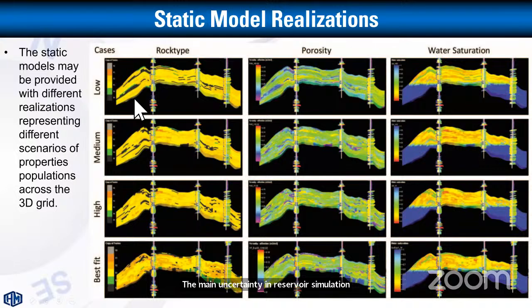So we have to define different realizations, as mentioned, for rock types or facies model. For porosity, as you can see, we have a low case scenario, medium, and maybe high case or best case scenario like this, and also for water saturation. All of these realizations must be defined based on the degree of uncertainty for each corresponding case.